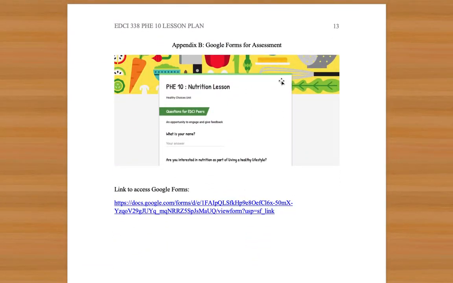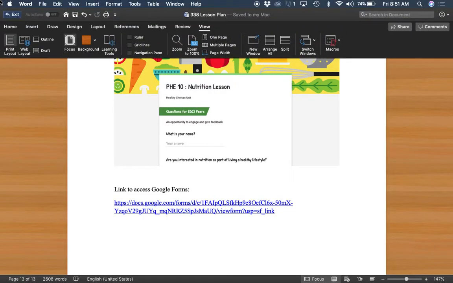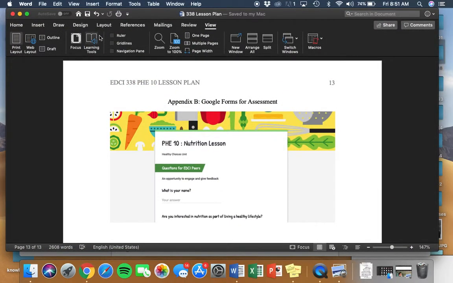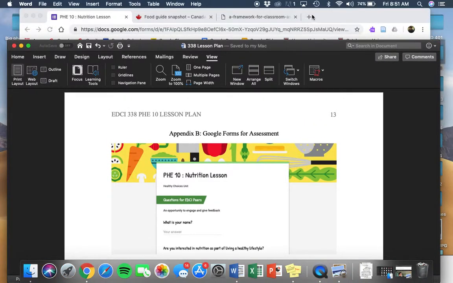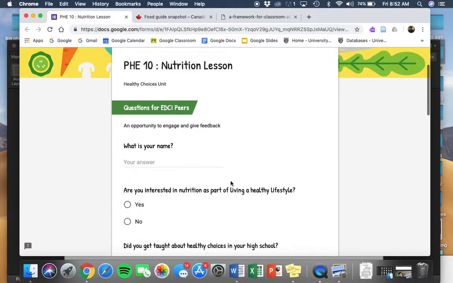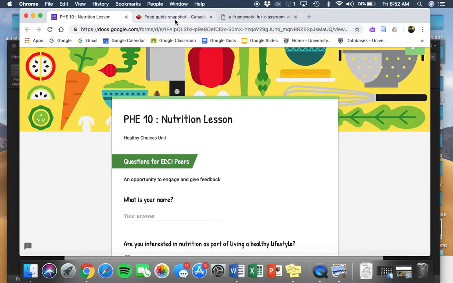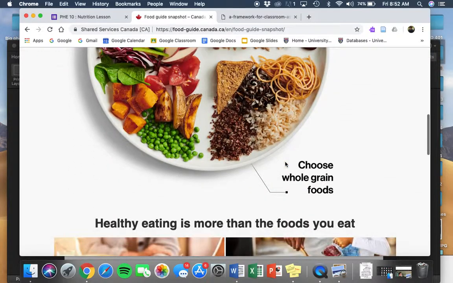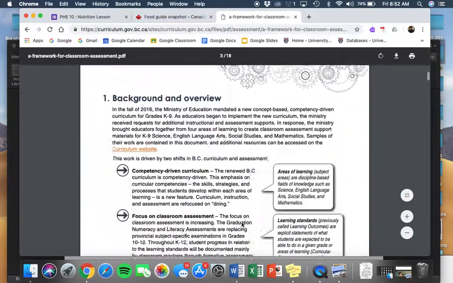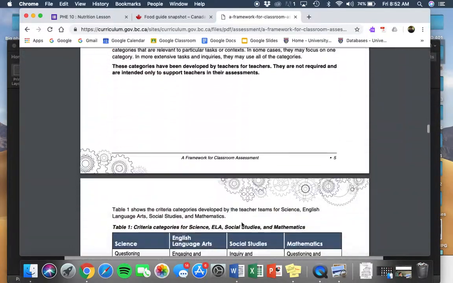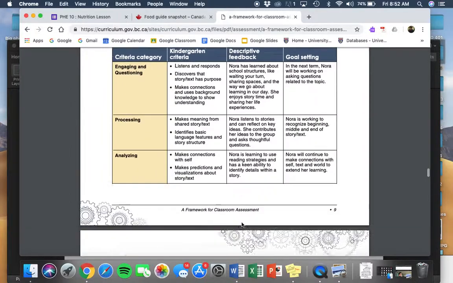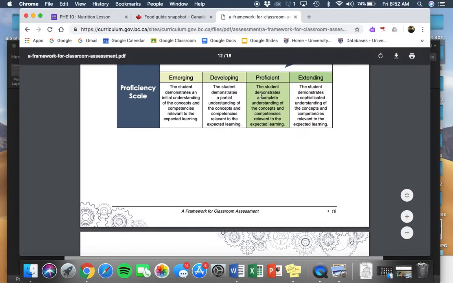And then lastly, this is the Google Forms. This is just a screenshot of the top. You can answer some of the questions here I made for the EDCI peers, and then there's also some questions for the students. So let's exit here and quickly show you what I put into the Google Forms. So here's some of the questions. You can answer them. Feel free to click on that link and fill that out. That would be really helpful. Here's a food guide sample of a poster that you can print off for students. And lastly, the framework for assessing. I'm just going to show you the proficiency scale if you ever want to use it. Right here, emerging, developing, proficient, and extending.